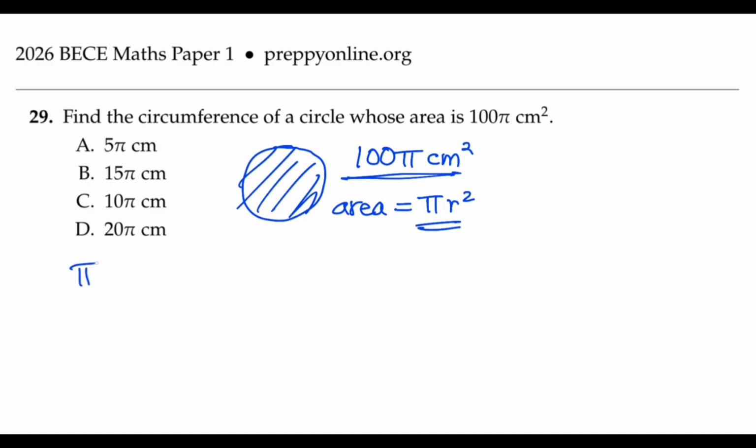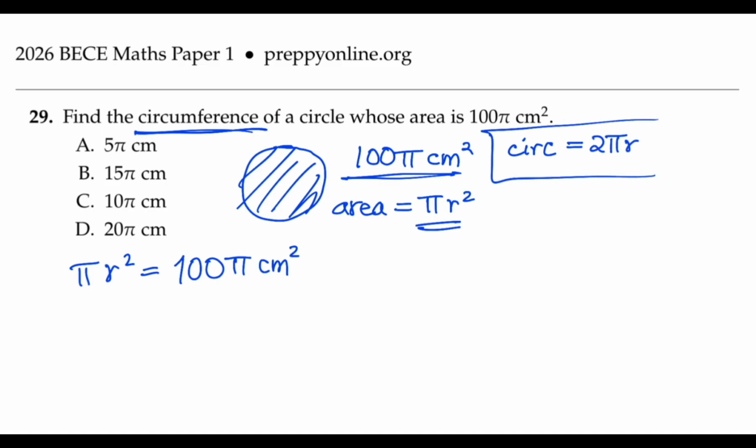So pi r squared is equal to 100 pi centimeters squared. And so we want to find r, because when we find r, we can use it to find the circumference of the circle. Remember that the circumference, let me call this circ, is given by 2 pi r. So because the circumference is 2 pi r, if we find r, we know we can find the circumference. So let's try to find r over here.